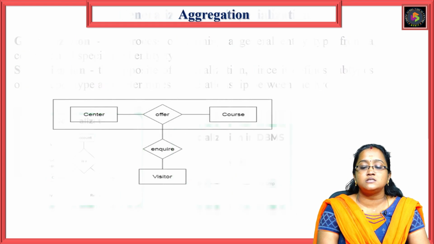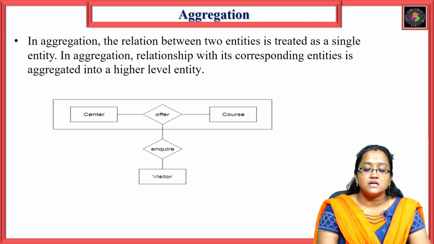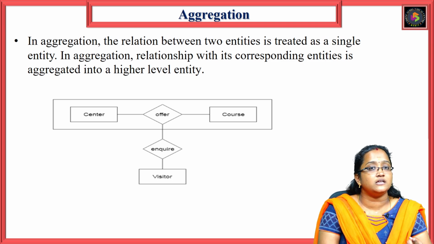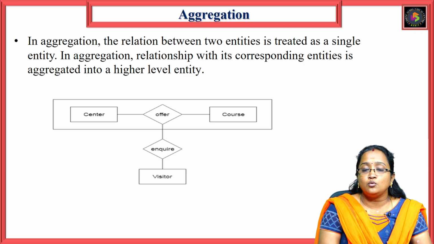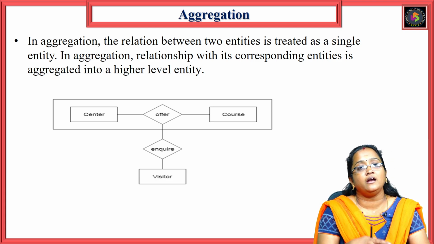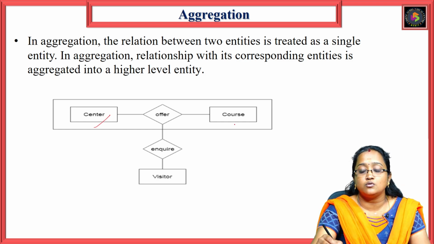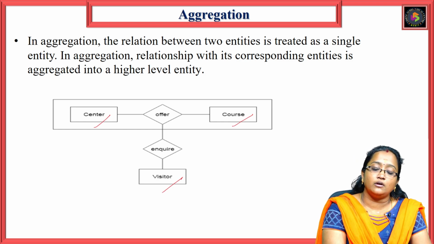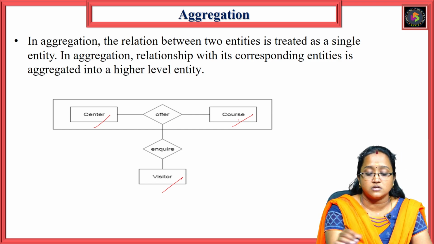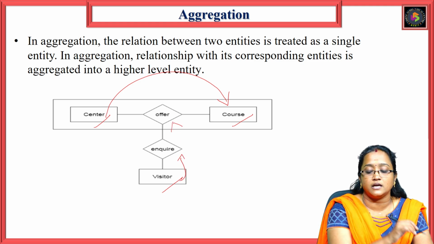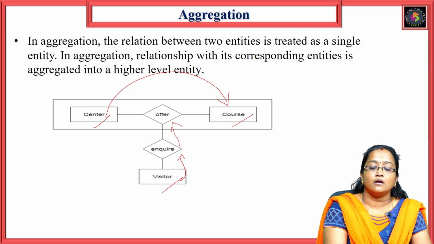Next, the last one is aggregation. Aggregation means there is not only one relationship; if two relationships exist between the entities, then it is called aggregation. So center is one entity, course is an entity, and visitor is an entity. What are they going to do? The center offers this course. This visitor is going to inquire about the offered course in that center.